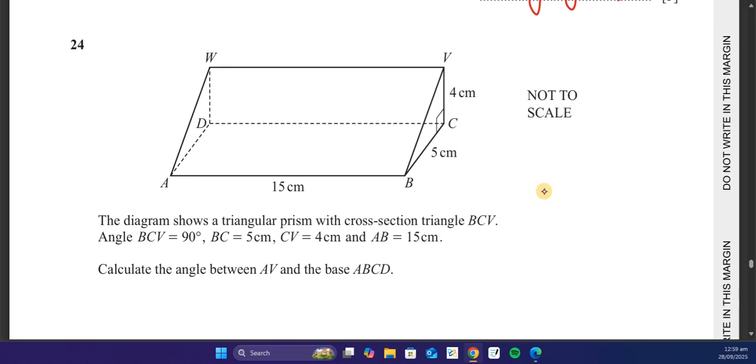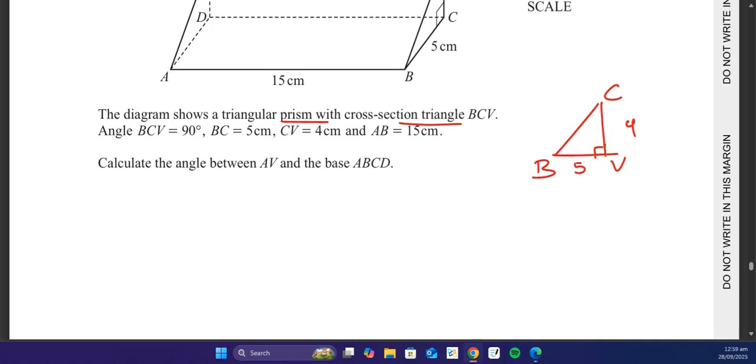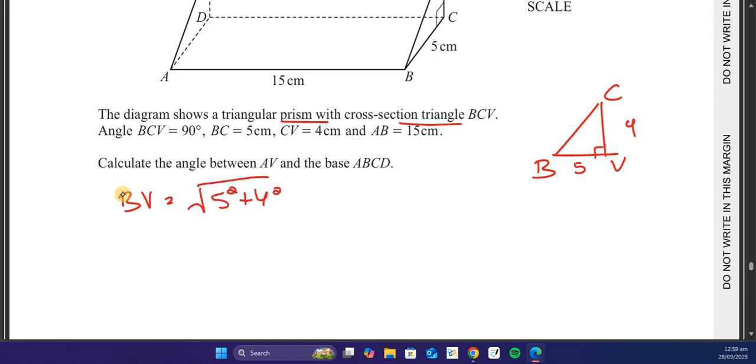So, it's a prism with a cross section BVC. If we visualize this, this is a right angle triangle, and this is B, this is V, this is C, this would be 4 and this would be 5. All right, so if we use Pythagoras, BV is equal to root 5 squared plus 4 squared. That should give us root 25 plus 16, which is root 40.